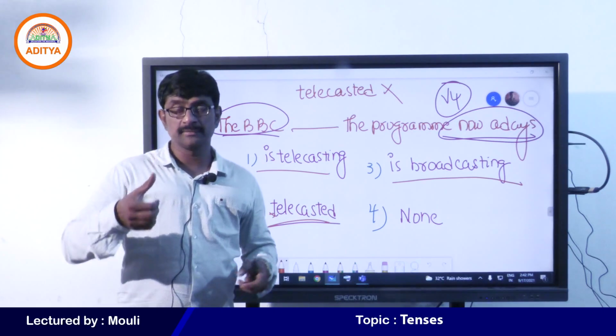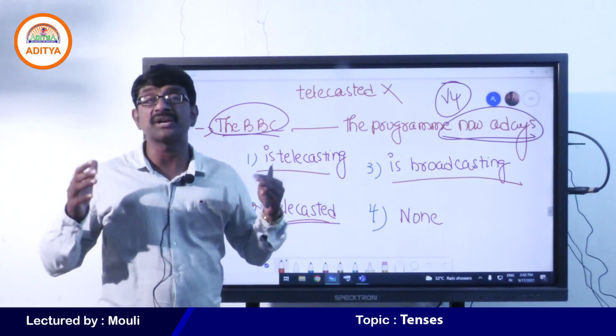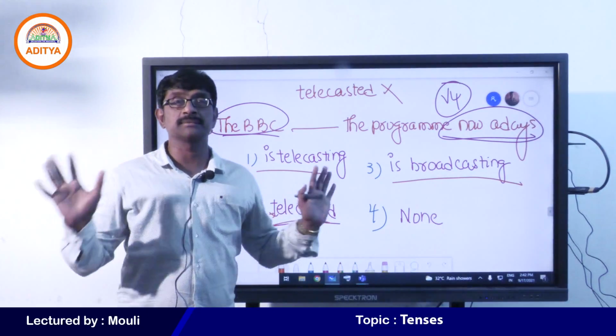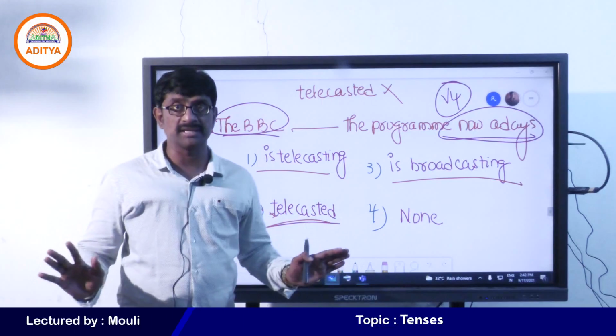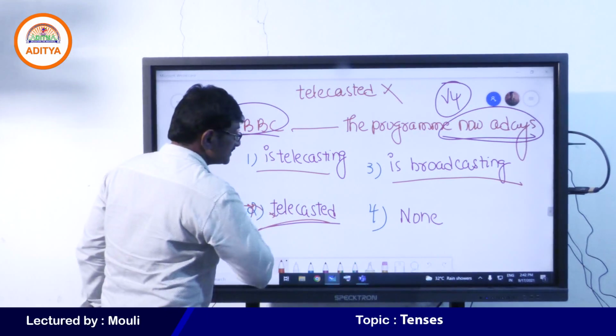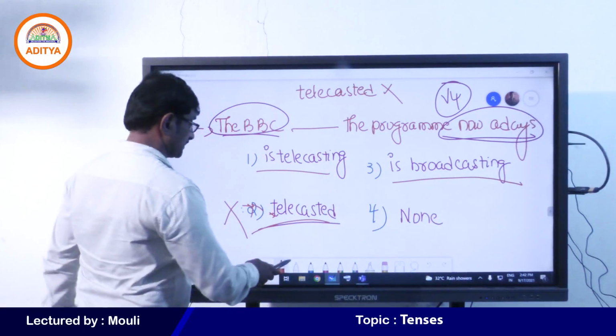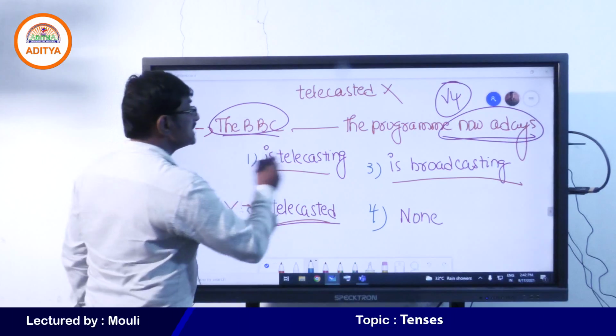Shall I go for head and tail? Tossing? No, we cannot play any dice game here and we cannot toss some coin and wait for head or tails. No, that's not the correct one. So I can take telecasting, I can take broadcasting. Now I'm deciding the answer. What is my answer from these two?